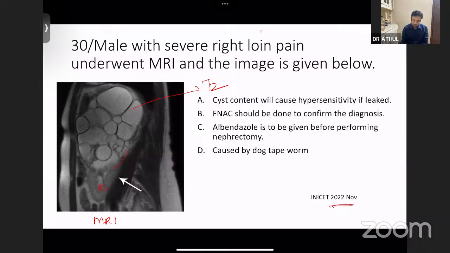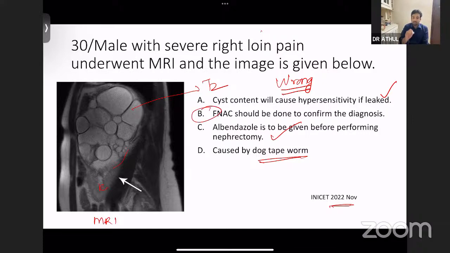They were asking you to find out the wrong statement regarding this condition. The first statement was, if the cyst content leaks out, it will cause hypersensitivity. You know that is correct. Albendazole should be given before nephrectomy. That is correct. It is caused by dog tapeworm. You all know the pathology, you all know the microbiology part, because man is an accidental host. You should know the cycle before you go to the exam.